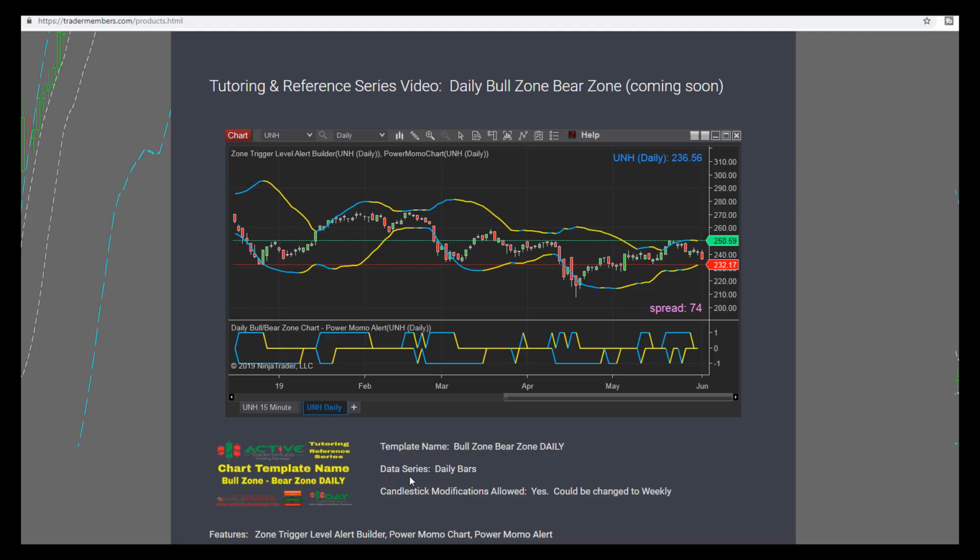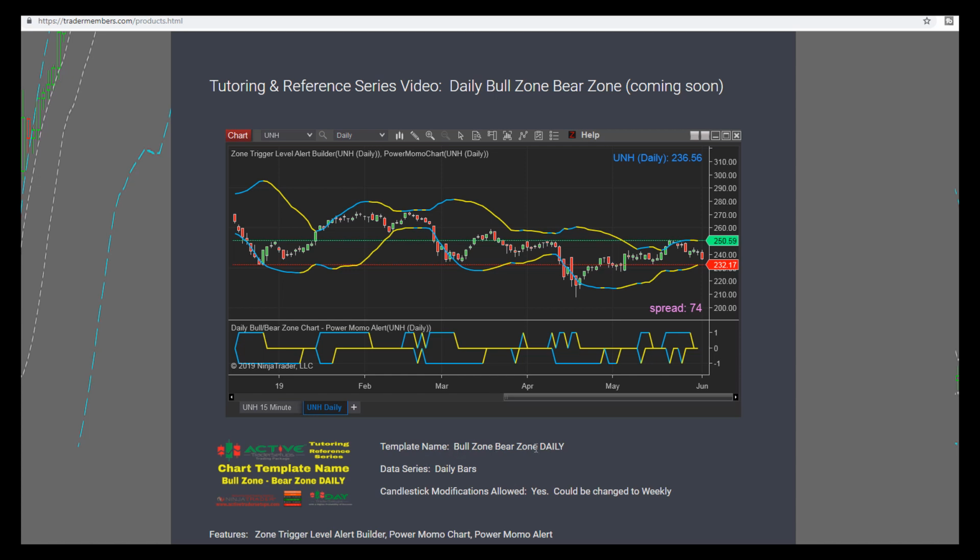So the Bull Zone, Bear Zone Daily template just is loaded on a daily chart, and the other's loaded on smaller. You can change them both. They have the exact same alerts and indicators. It's a Power Momo chart, that's the yellow and blue bands plotted on standard candles. This is set to daily. It can actually be changed to a weekly if you wanted to, or even a 60-minute.